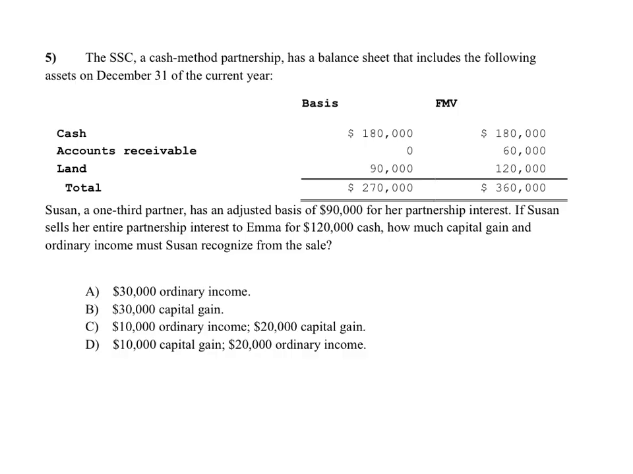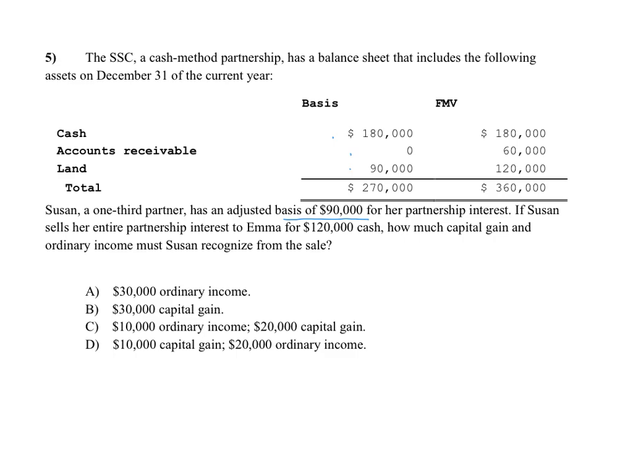All right, so we know that SSC is a cash method partnership, and we've got a balance sheet there for them. They have cash, accounts receivable, and land. Susan is a 1/3 partner, and she has an adjusted basis of $90,000 in her partnership interest. She's going to sell her entire partnership interest to Emma for $120,000 cash. We need to figure out how much capital gain and ordinary income Susan must recognize from the sale.